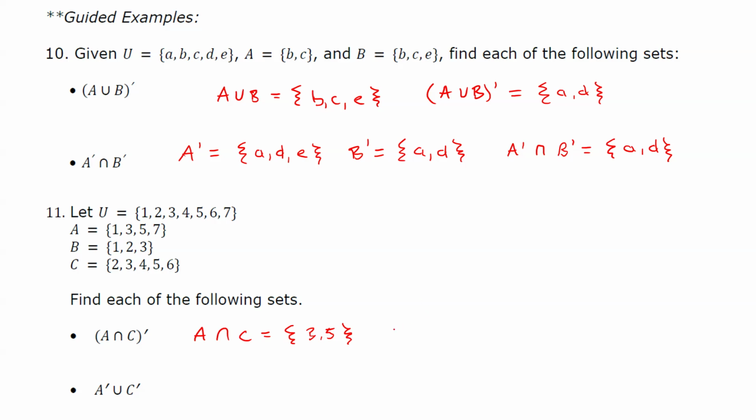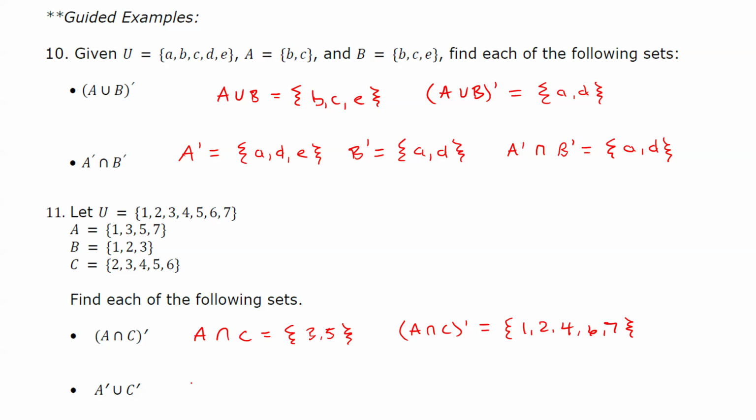Now we want to know what elements are in the universal set that are not in this intersection. That would be the numbers 1, 2, 4, 6, and 7, so everything but 3 and 5.